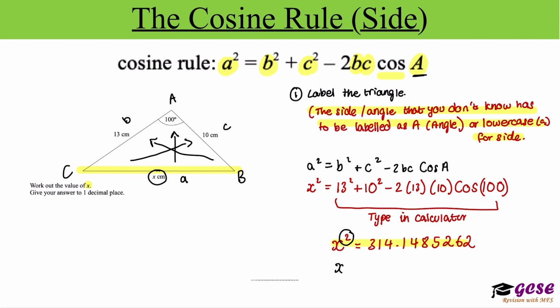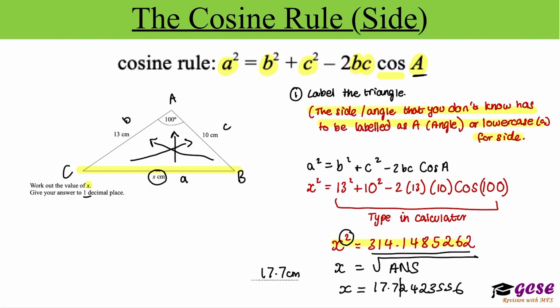So we're going to have x equals the square root of all this that we originally had. So I'm just going to write answer. Okay, and that should already be in your calculator. You can just square root the answer, and that will get you x to be 17.724235556. Now it does say to one decimal place, so we're going to cut it off here and 2 rounds down. So our answer is going to be 17.7 centimeters.